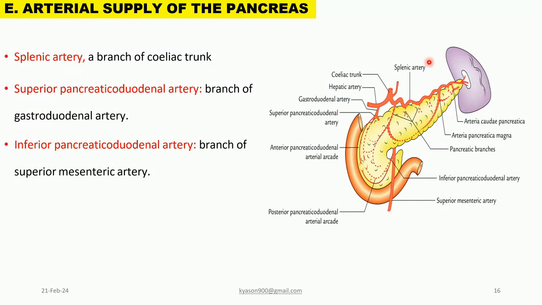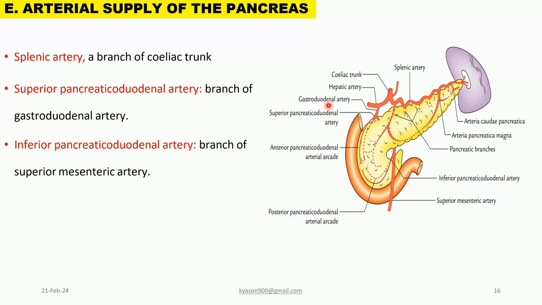You can see the splenic. The splenic, we said, is going to be a branch of the celiac trunk. Remember, this trunk has three branches: the left gastric, the common hepatic, and the splenic. This splenic is going to run towards the spleen on the left side. But before it reaches the spleen, it's going to have many branches that are going to supply the body of the pancreas, and many branches that are going to supply the tail of the pancreas, as you can see here.